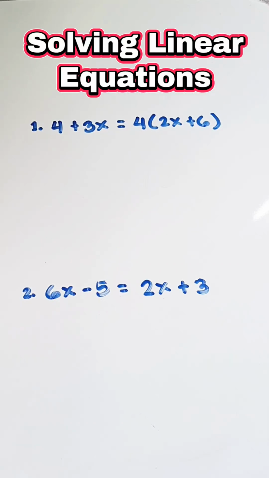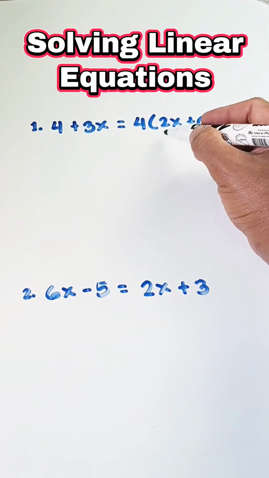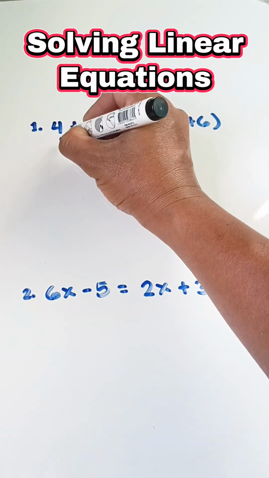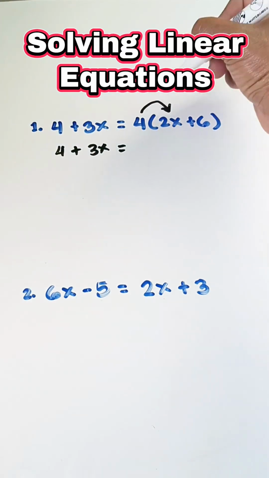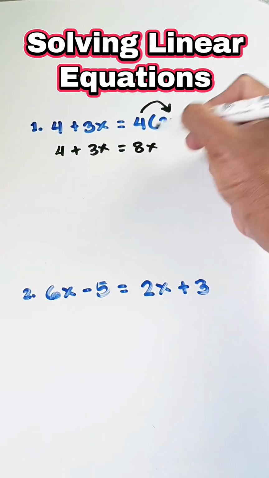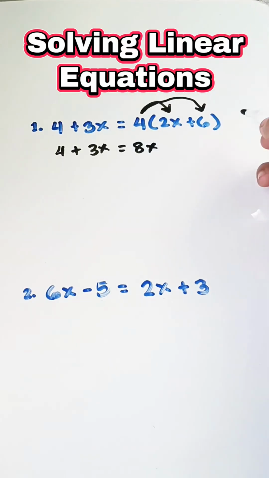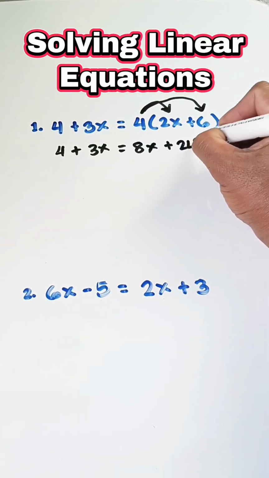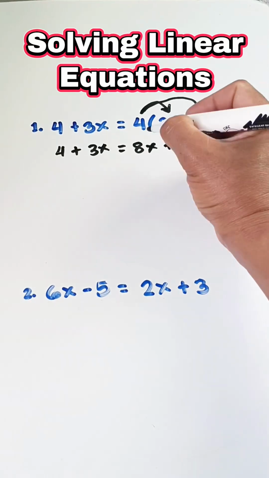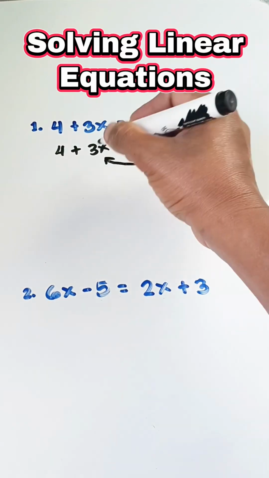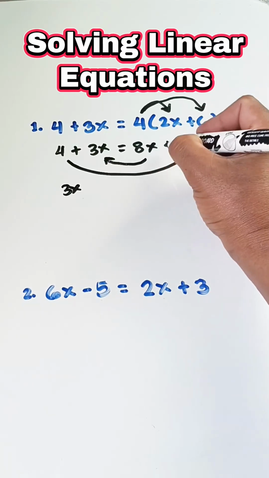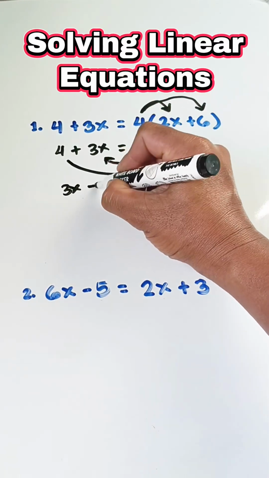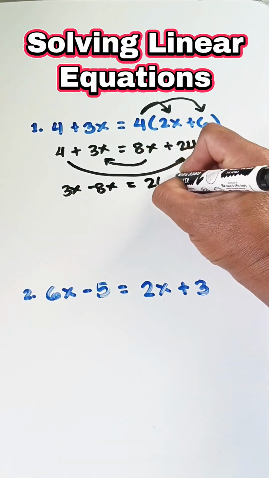Let's solve these equations. For number 1, the first step is to apply the distributive property. 4 plus 3x is equal to 4 times 2x, that is 8x, then 4 times 6, that is positive 24. And then transpose all the terms with variables to the left and the constant to the right. That will be 3x. Then if we transpose, we change the sign. This is positive 8x, that will become negative 8x is equal to 24.